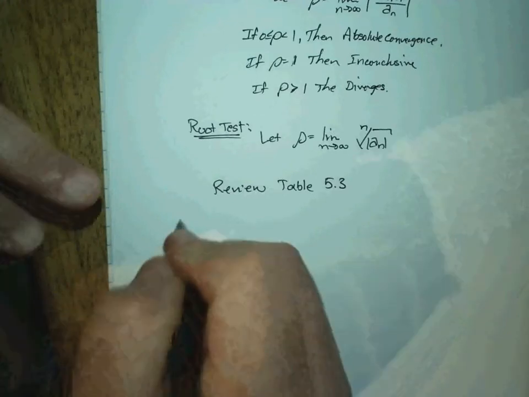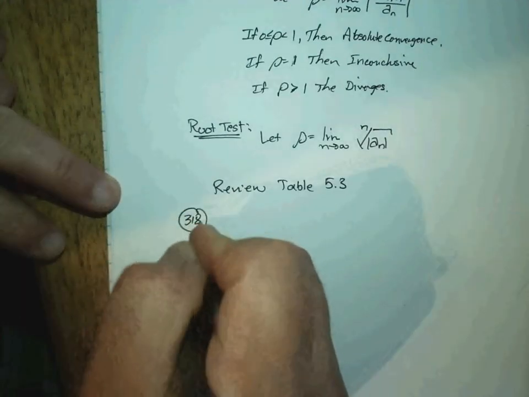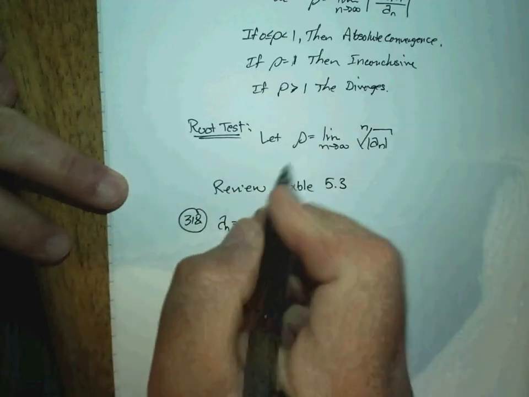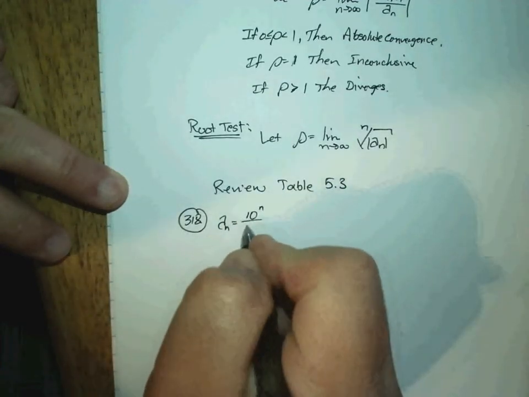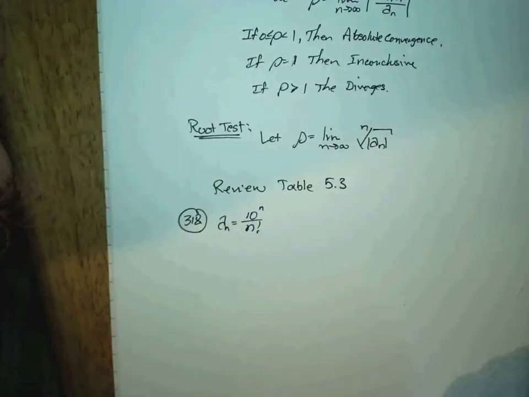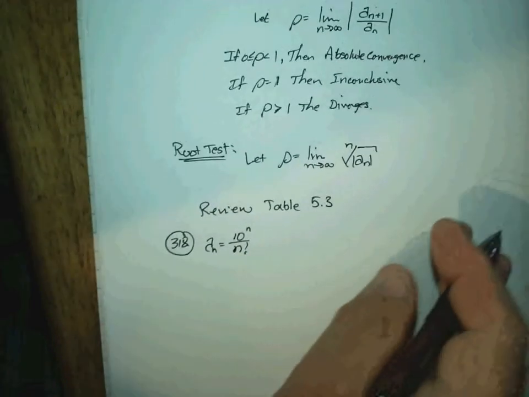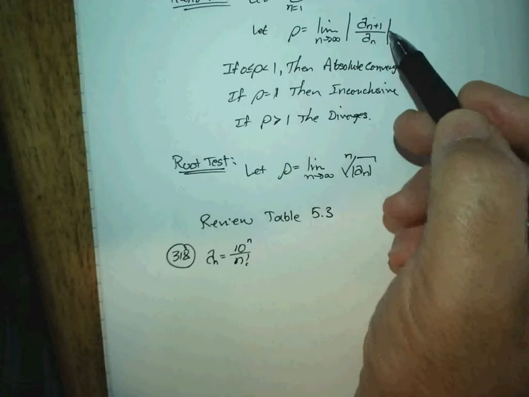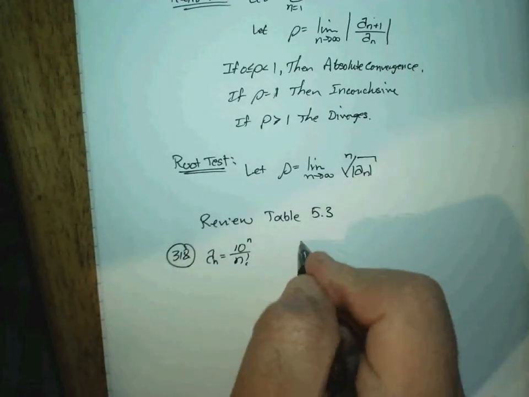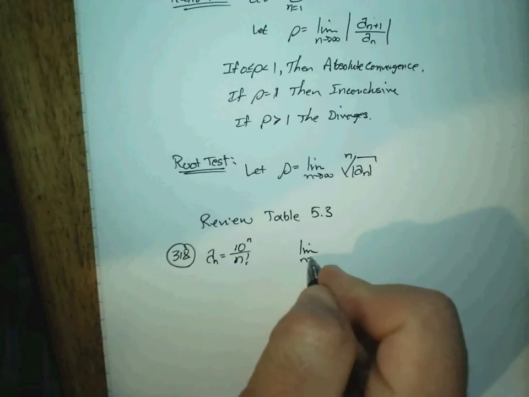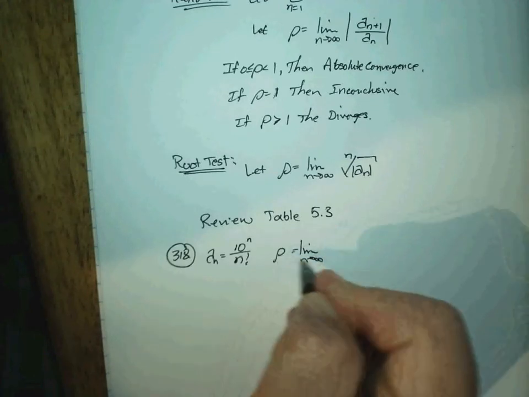So let's see, in 318, the a sub n generating function form is 10 to the n power over n factorial. And so we want to apply this ratio test. That means I want to take the nth plus 1 version of this in the limit as n goes to infinity and define this rho value.